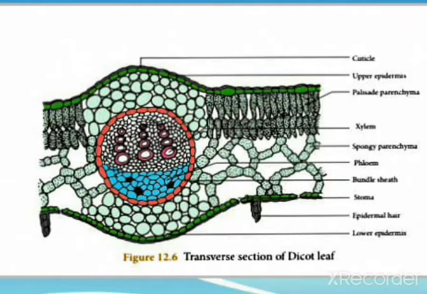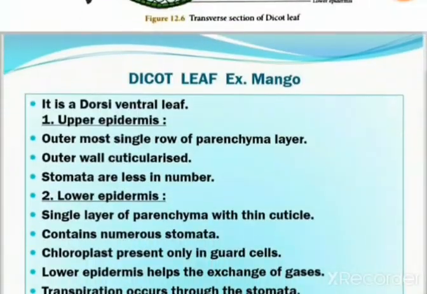Example, mango. According to Sachs, every organ is composed of three major tissue systems, which are the epidermal tissue system, ground tissue system, and vascular tissue system. Like here also, a dicot leaf is made up of epidermal tissue system, ground tissue system, and vascular tissue system. We will discuss one by one.